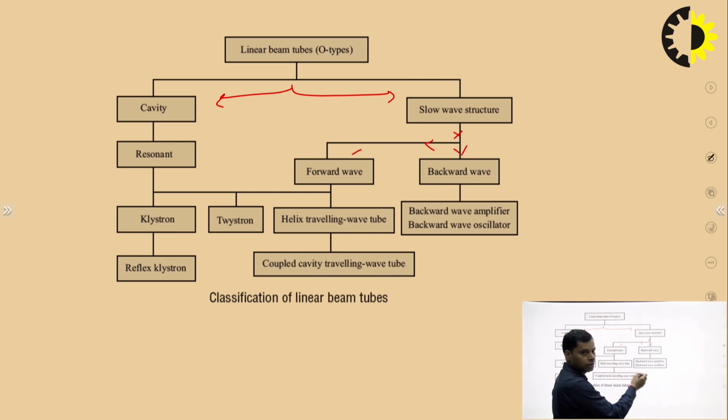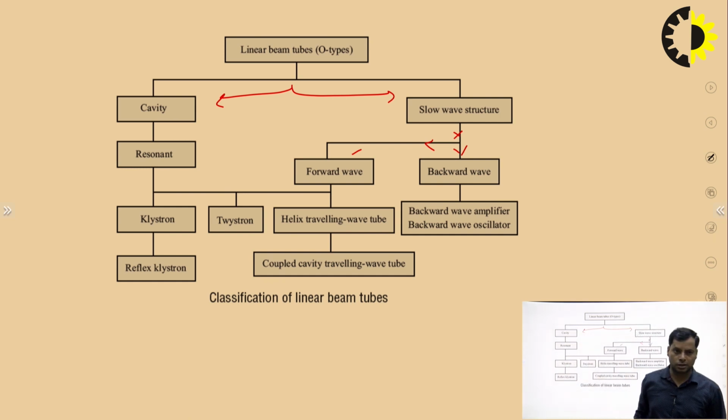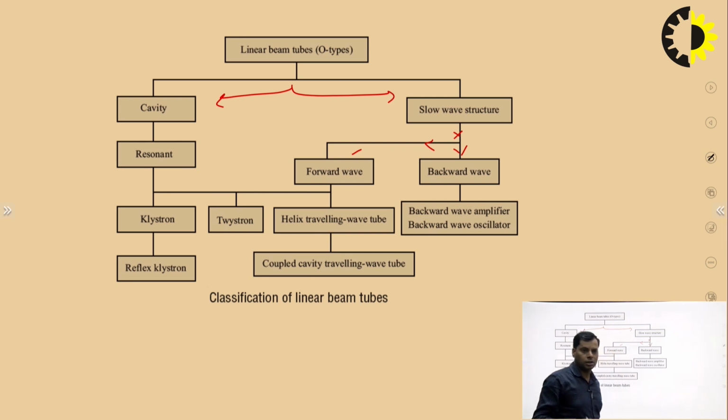Forward wave means it will use the principle of traveling used in the TWT, where a helix is used as a slow wave structure. So the helix TWT is one of the important microwave tubes which can be used for the generation of microwave signals, along with the coupled cavity traveling wave tube. In the backward wave, we use the backward wave amplifier or the backward wave oscillator.